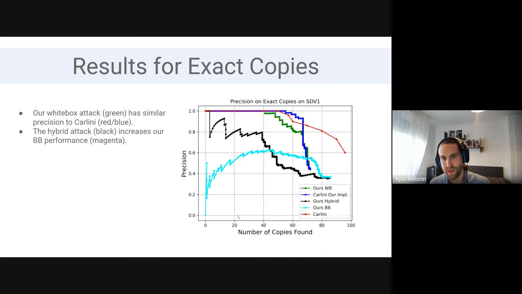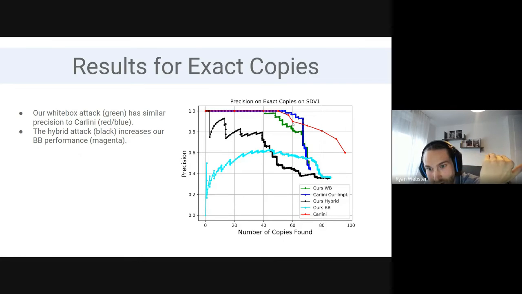What you really care about with extraction attacks is the samples you're most confident on. We want to be very precise on those. So you can see the original Carlini attack in red. I just took the numbers from the paper and plopped it here. It's very, very precise. We're looking at how many copies we find, the most confident samples first, and how precise we are. Theirs is almost perfect in this red curve here. Our implementation is matching it pretty well in blue.